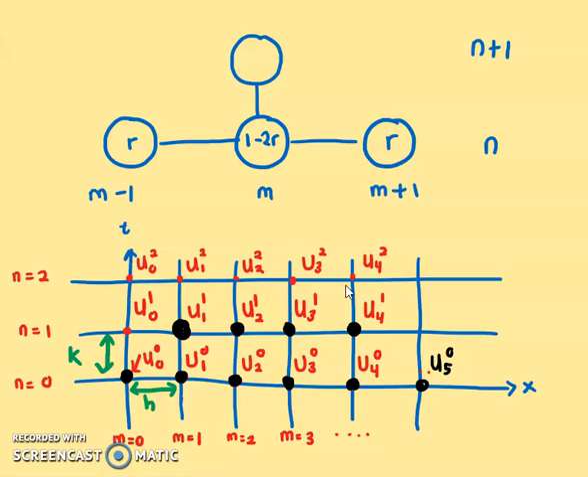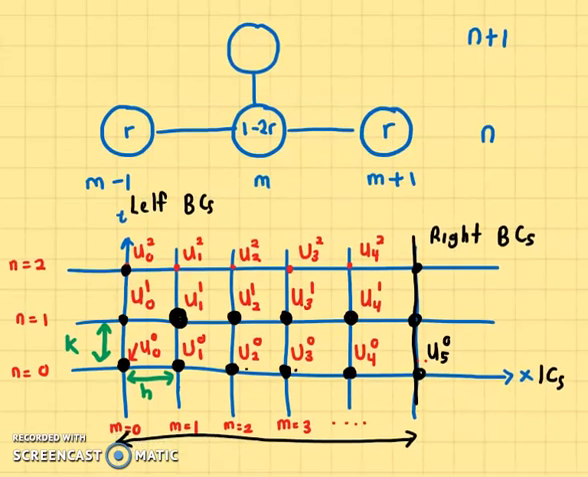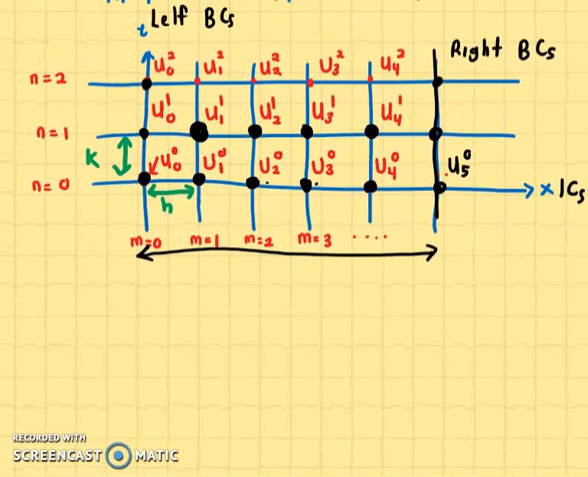Now let's say the interval is from here to here. This point here, you can obtain from the right boundary condition. This value here, you can obtain from the left boundary condition. And all these values here, for my x values here, you can find from the initial condition. So that's the whole general solution on this grid point here.